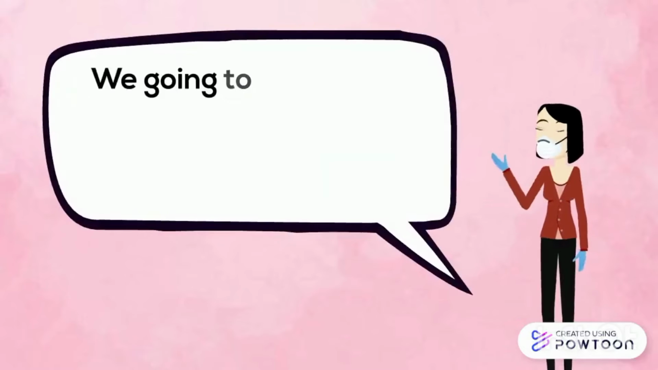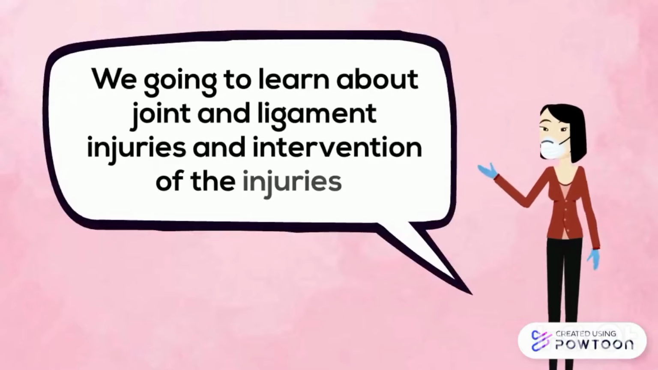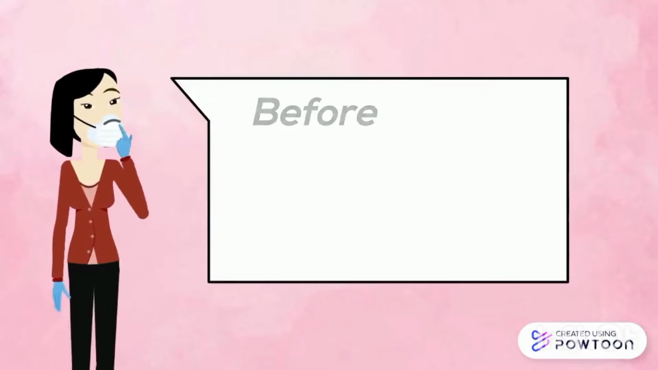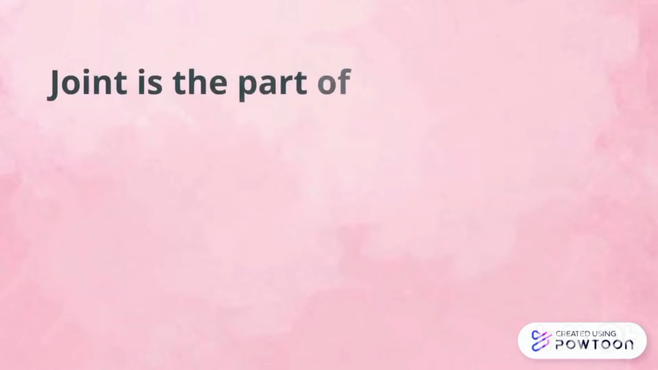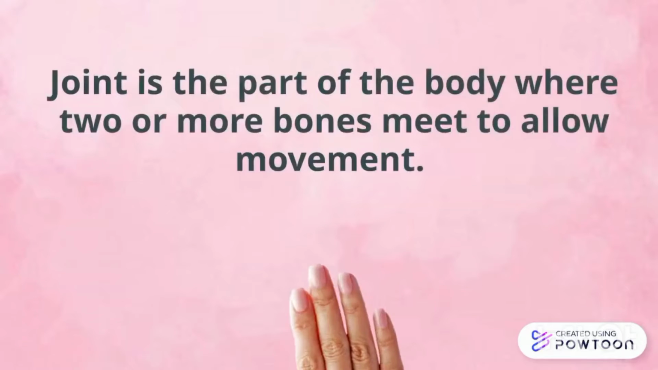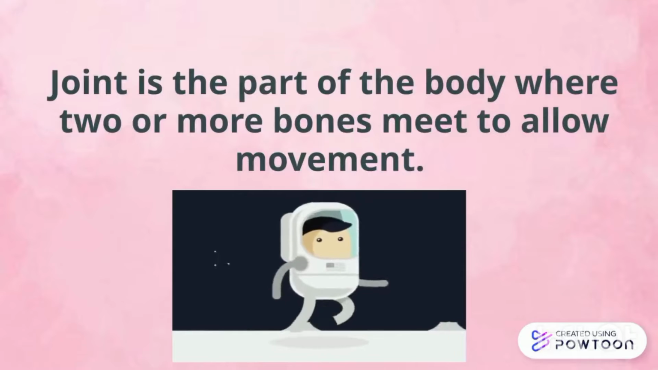In this video, we're going to learn about joint and ligament injuries and intervention of the injuries. Before that, do you know what is joint and ligament? Joint is the part of the body where two or more bones meet to allow movement.